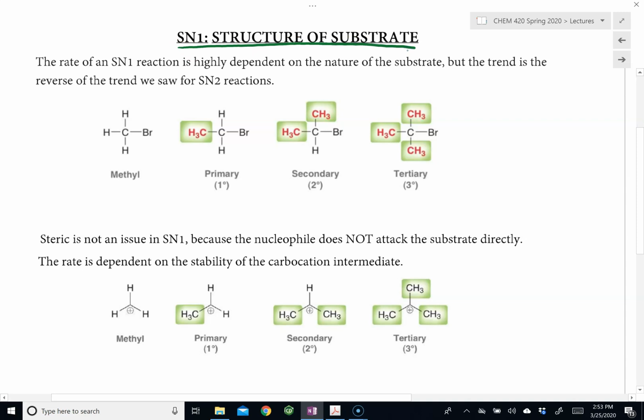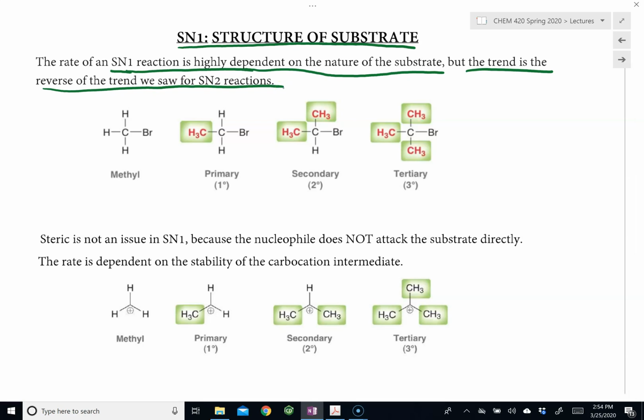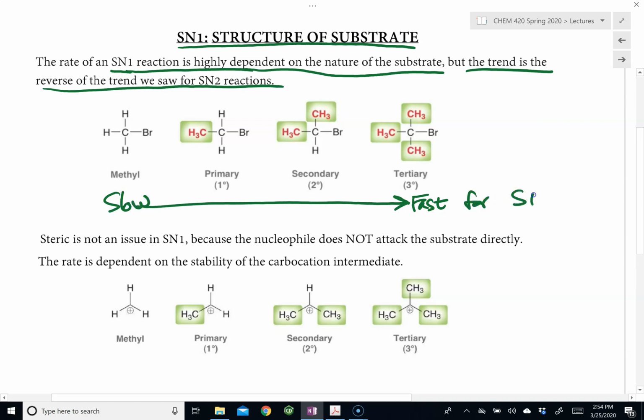In the SN1 reaction, the rate is highly dependent on the nature of the substrate. But this trend is opposite compared to the trend that we saw in the SN2 reaction. In the SN1 reaction, the more substituted the substrate, the faster the rate of the reaction. So faster and slower in this case for SN1. We will observe the opposite trend had this been an SN2 reaction.